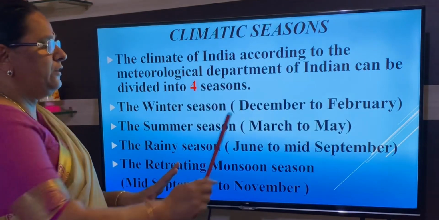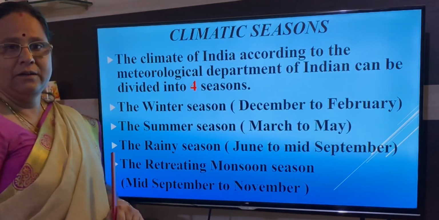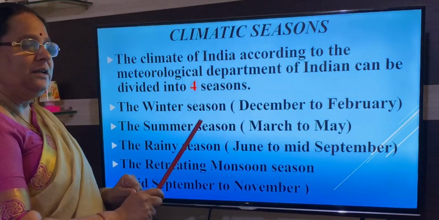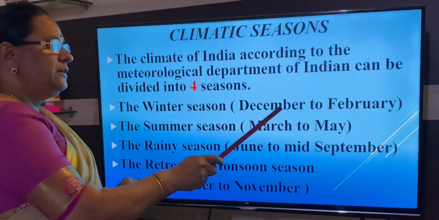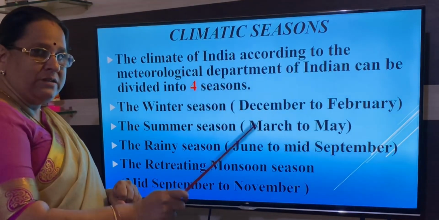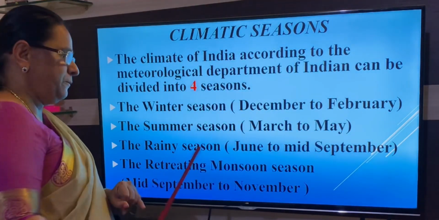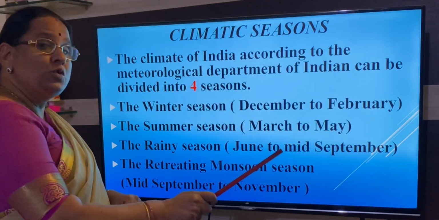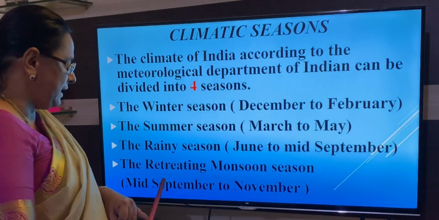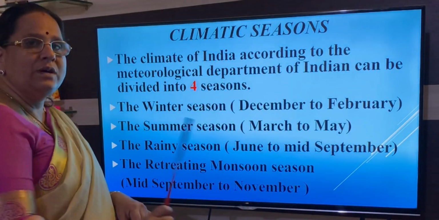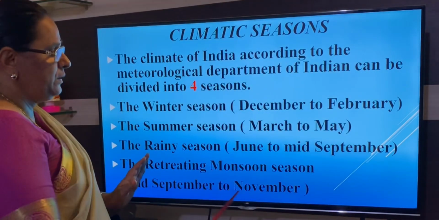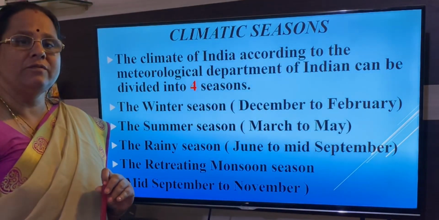These are the 4 ways to remember the months when these seasons are starting. So remember, winter starts in the month of December to February. Next one is summer season, starts from March to May. And rainy season, June to mid-September. And retreating monsoon season starts from mid-September to November. Is that clear, children? Now I think it's very clear that you have understood the 4 seasons of India.